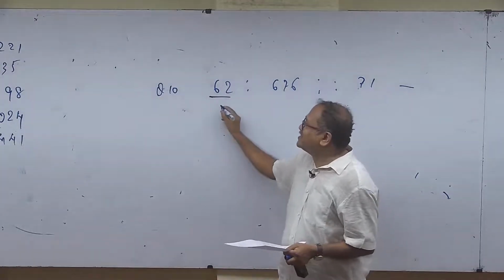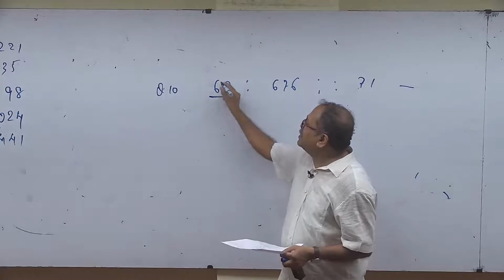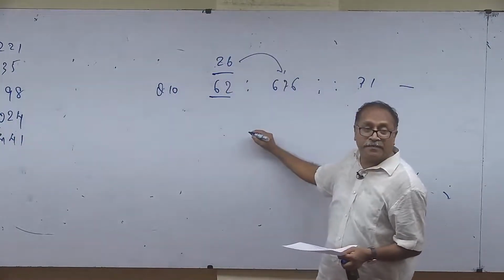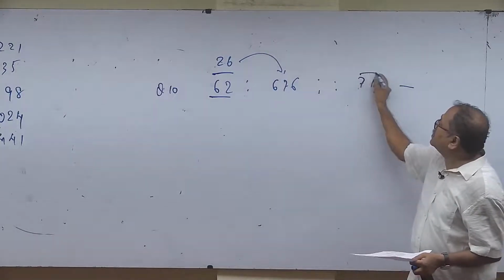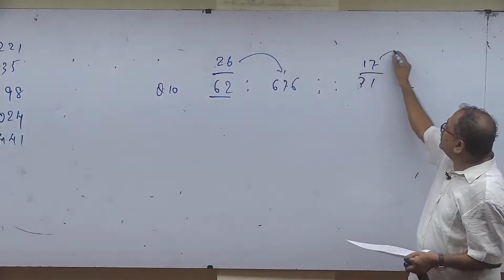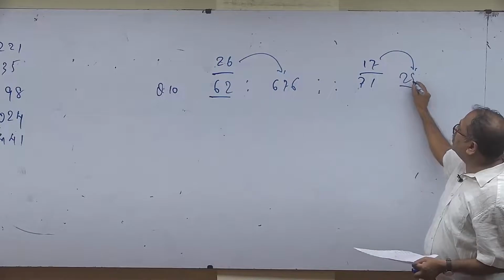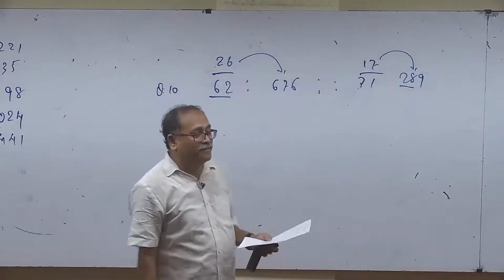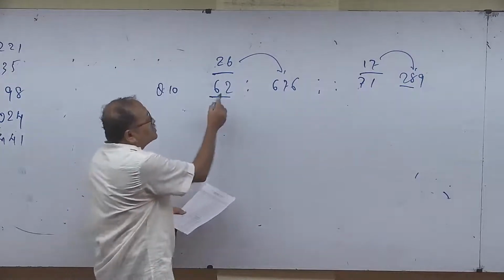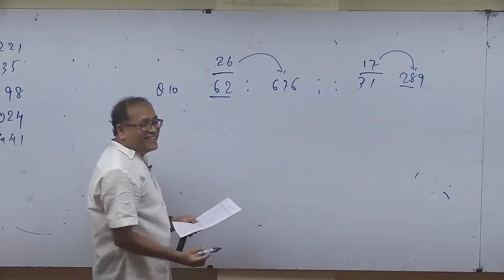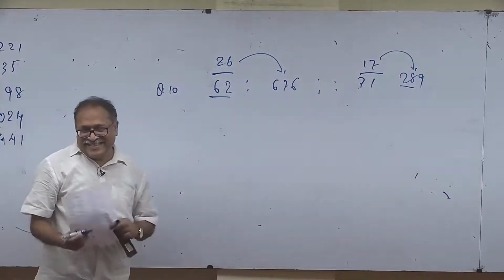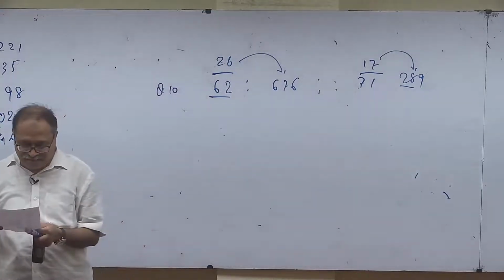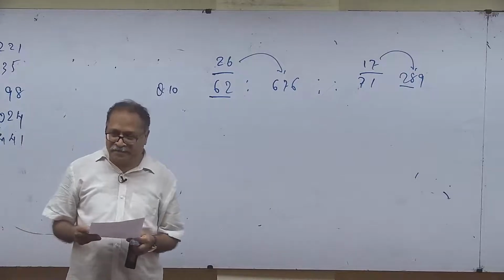So reverse the digits. It will become 26 and it's a 26 square. The same way here, the reverse of the digits is 17 and 17 square, 289. Reversing the digits and square of it, sir. Okay. That is question number 10.